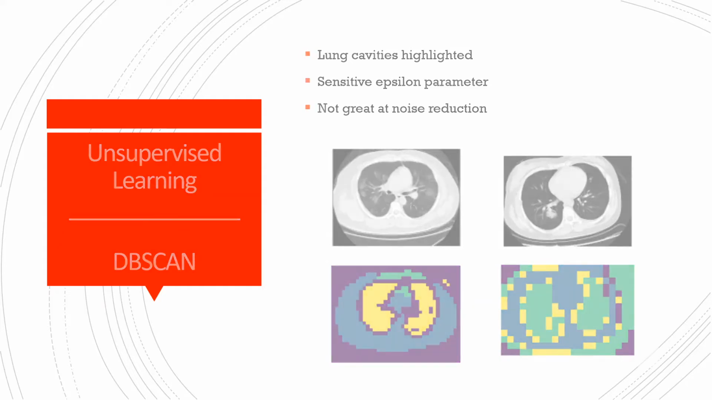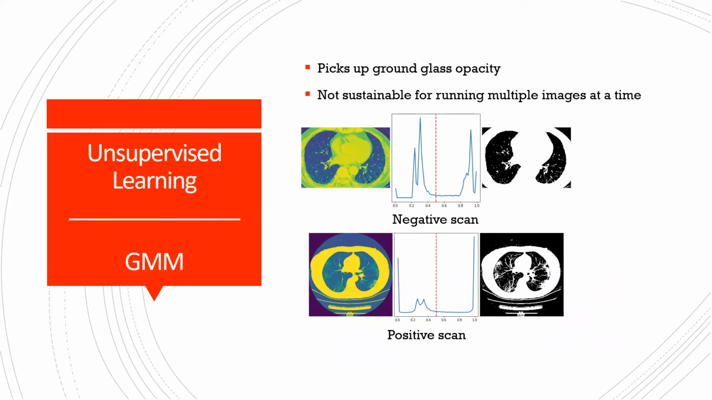We also ran the GMM algorithm in order to view the various groupings within the CT scans. The most noteworthy outcome of GMM was the fact that it picks up on ground glass opacities, which is important in diagnosing COVID. However, GMM could not run on multiple images at once, so it was unable to group together similar images. Instead, we focused on drawing conclusions from one image at a time.